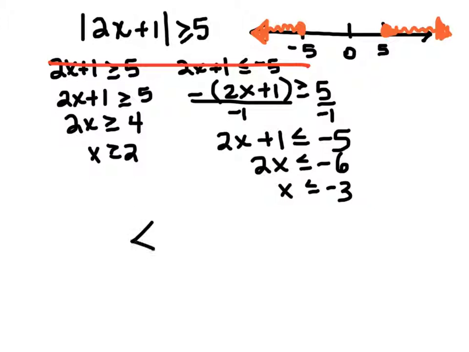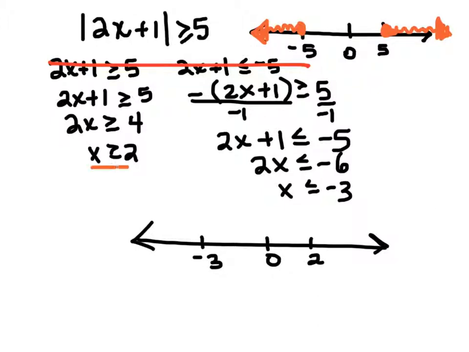So now if I want to put it on a number line, here's 0, here's 2, here's -3, and this says x is greater than or equal to 2. So greater than or equal to 2 are all these numbers here. And this says x is less than or equal to -3. So it still ends up looking like my picture.